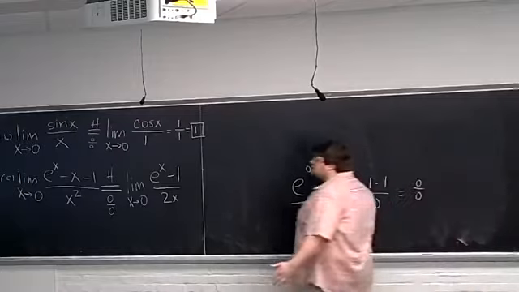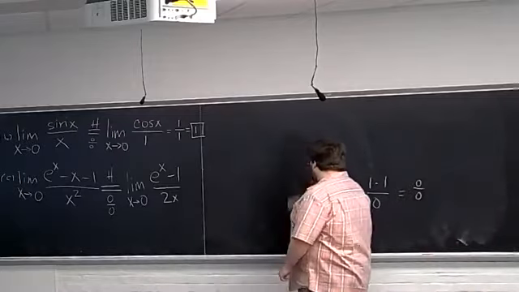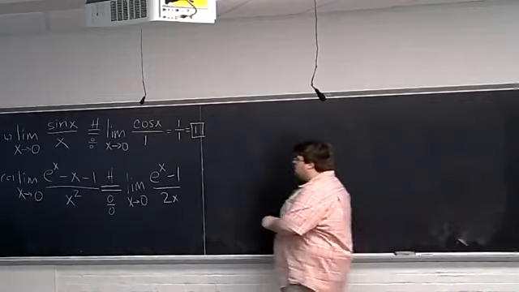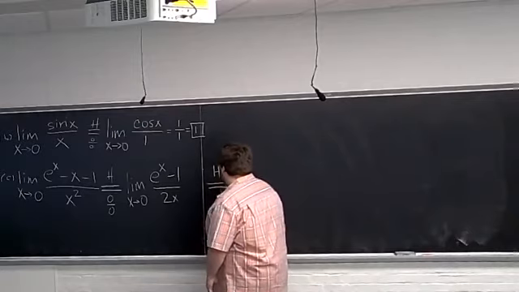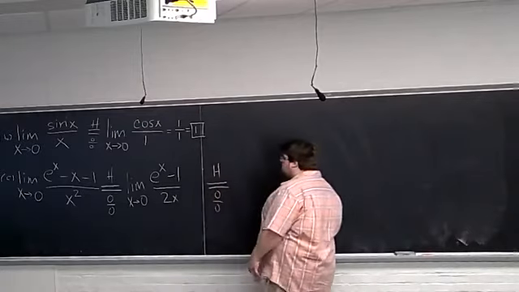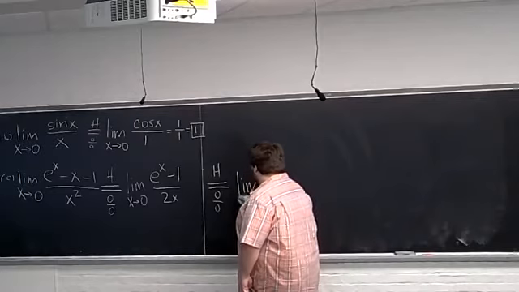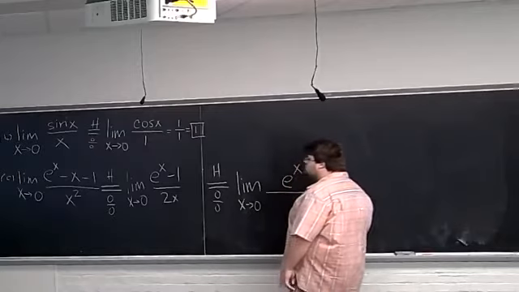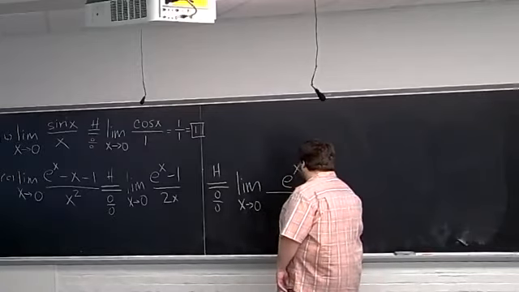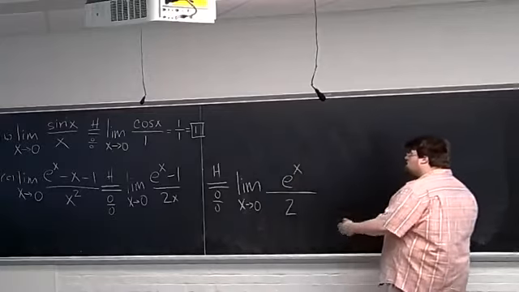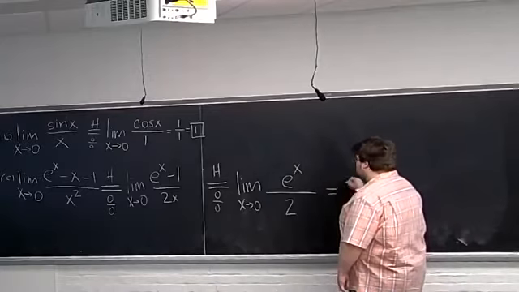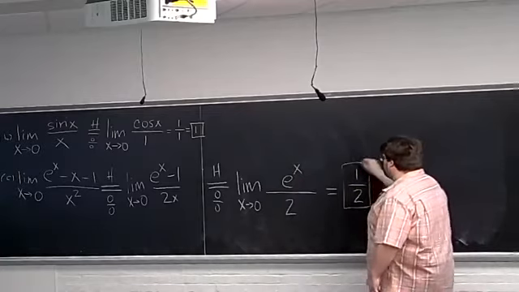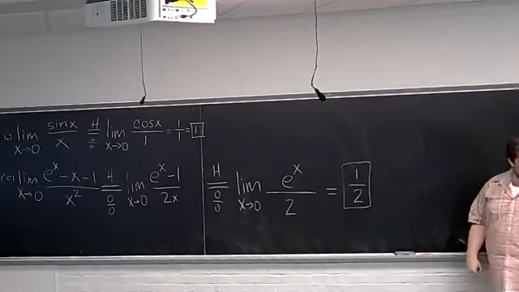This is still a limit whose form upon substitution is 0 over 0, so we can apply L'Hopital's rule. It's still the limit as x approaches 0. Derivative of the top is now just e to the x. Derivative of the bottom is just 2. And now as x approaches 0, you get e to the 0, which is 1, divided by 2, a number. So that is the limit.